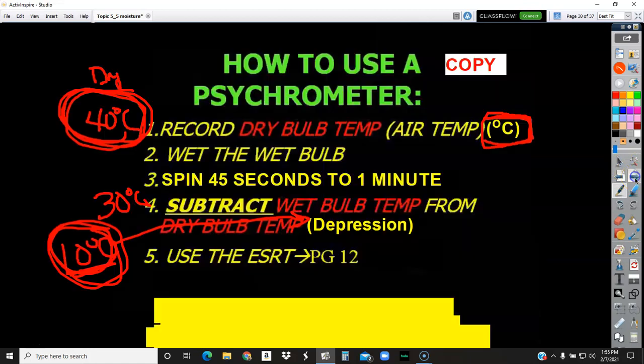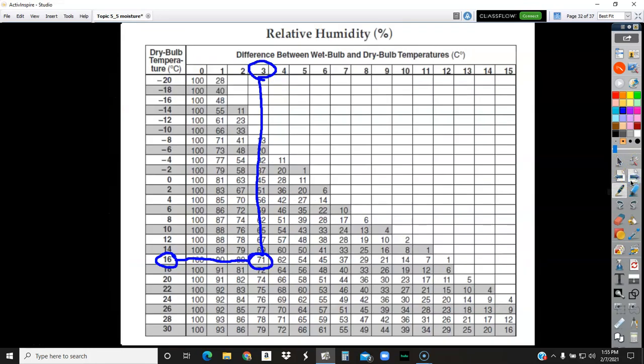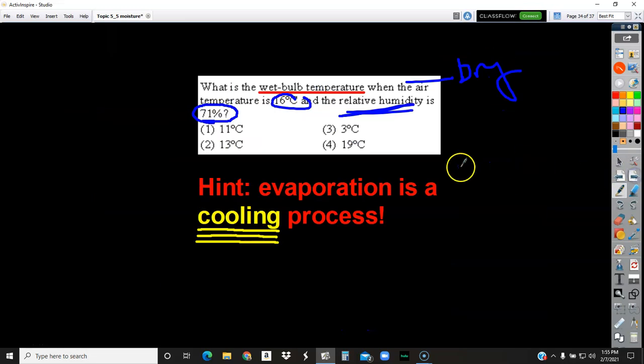So with that in mind, go back to that question. It was 3 degrees difference, and the dry bulb was 16. So I'm going to subtract 3 degrees away from 16 because I want the wet bulb to be 3 degrees lower than the dry bulb. So 16 minus 3 is 13. And hopefully that was a choice.